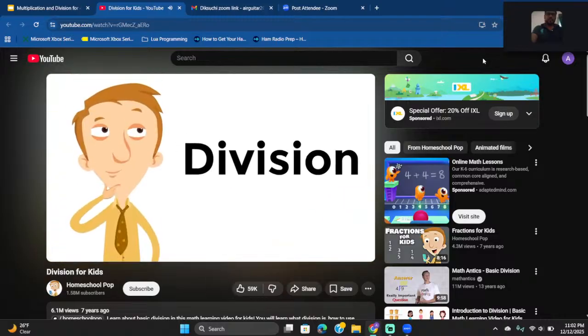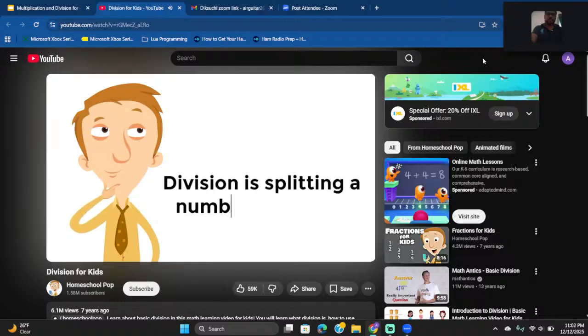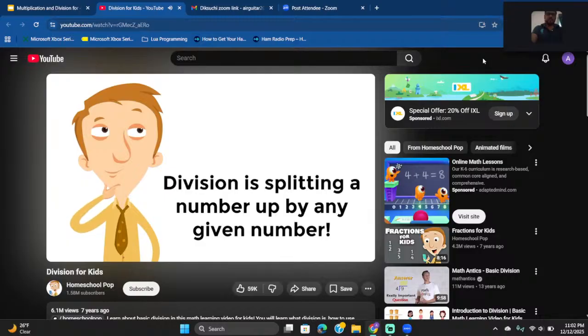Hey, did you know we just did division? We just did division. Division is pretty simple. You see, division is splitting a number up by any given number. That's it, just splitting a number up.